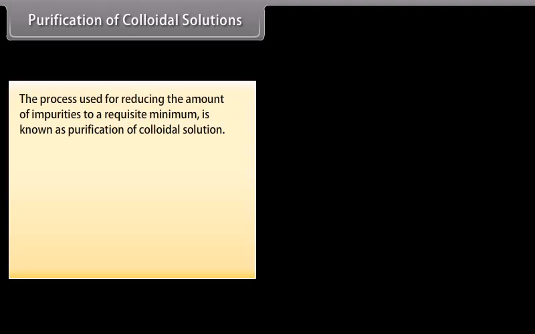Purification of colloidal solutions. The process used for reducing the amount of impurities to a requisite minimum is known as purification of colloidal solution. The purification of colloidal solution can be done by the following methods.